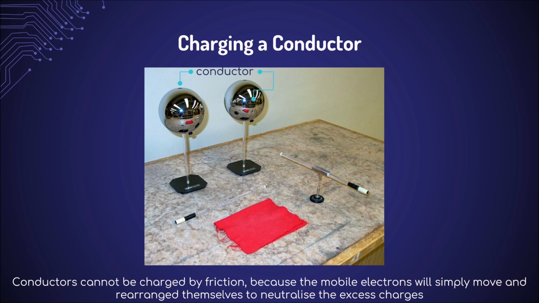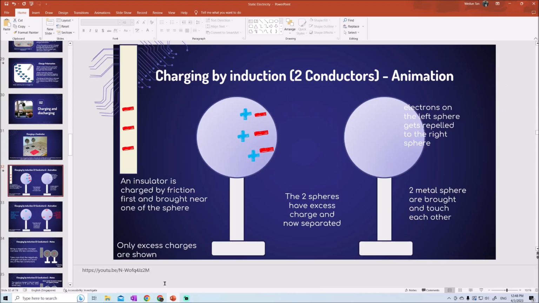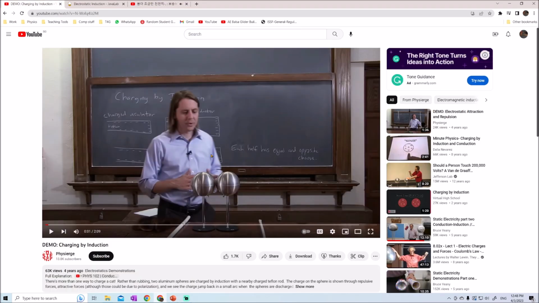Now conductors cannot be charged in this way, which we call charging by friction, because the mobile electrons simply move and rearrange themselves to neutralize the excess charges. So in order to charge a conductor, we will have to use a process known as charging by induction. Prior to this video, you should have watched another video where this person demonstrated how he can charge with two spheres. During that charging process, you can see that there is not much going on. You don't really see the charges moving.